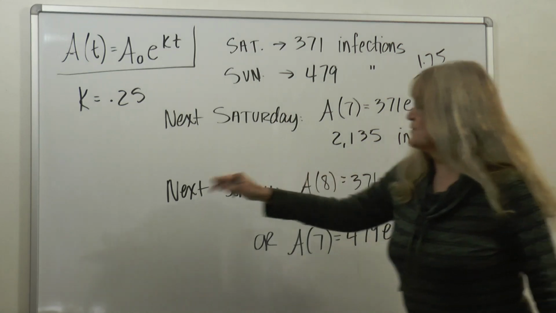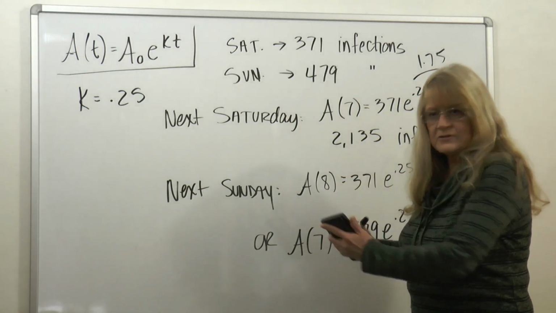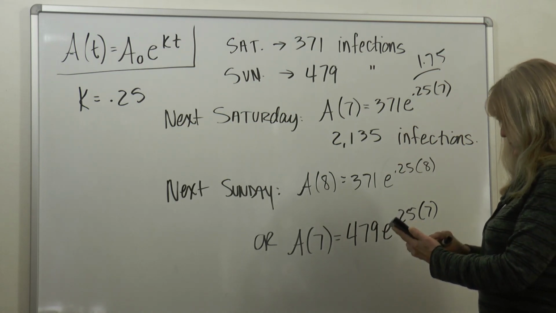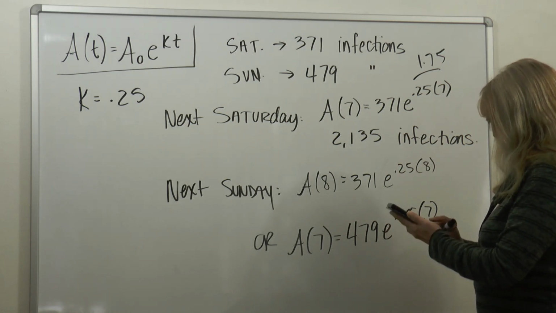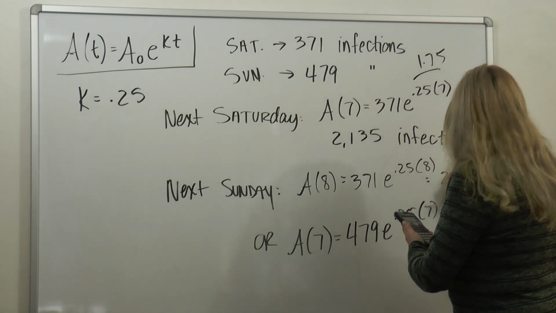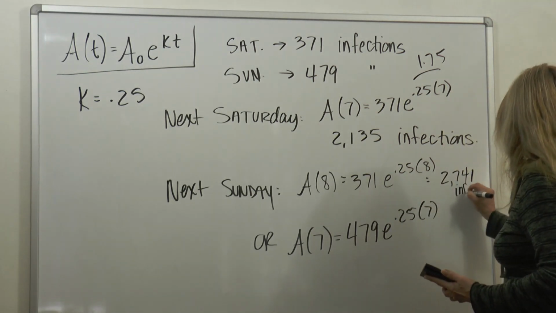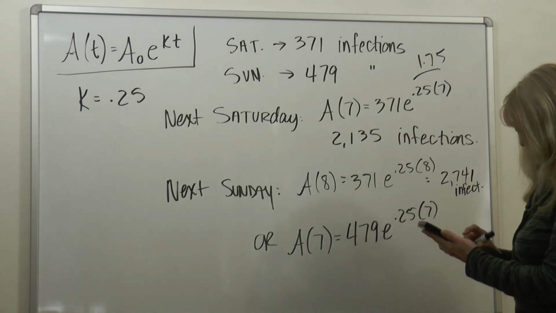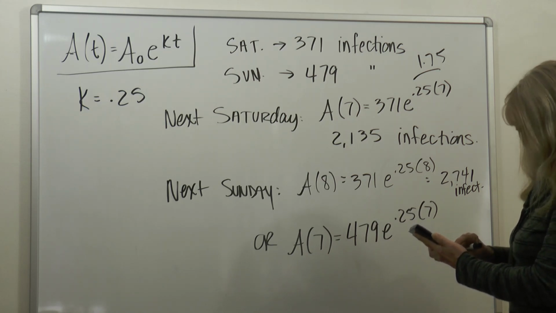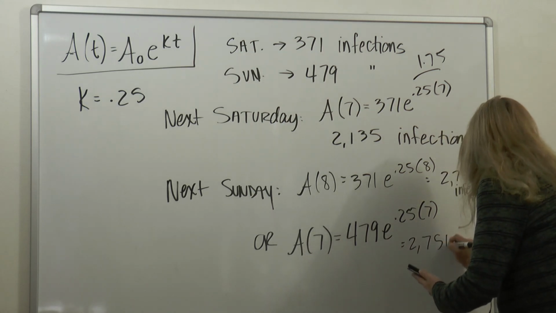Okay, so just because in the first part when we calculated this, we used this as our a sub naught, this is a whole separate calculation. So you just want to make sure that it makes sense. You should get the same answer either way, except for the rounding. Okay, so this would be 2,741 infections. And this one gives you 2,756 infections.